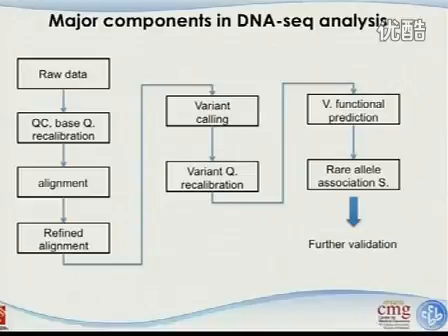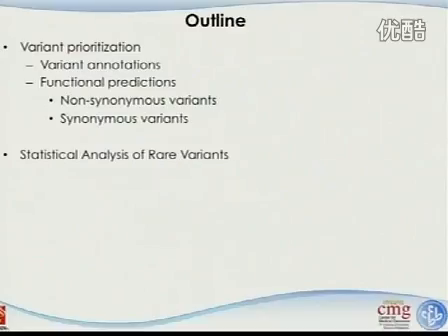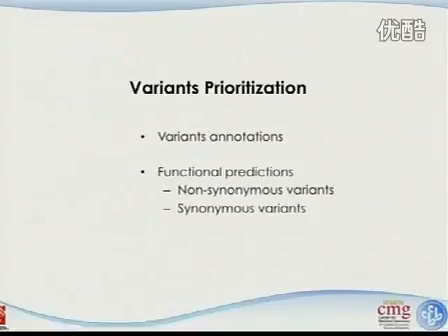The next part is the variant functional prediction, which we will talk about today, and the rare allele association studies. After all these things, we need to go through further validation and make the real biological implications. What we'll talk about today is variant prioritization, including variant annotation and functional predictions. And in the end, we talk a little bit about statistical analysis of rare variants.